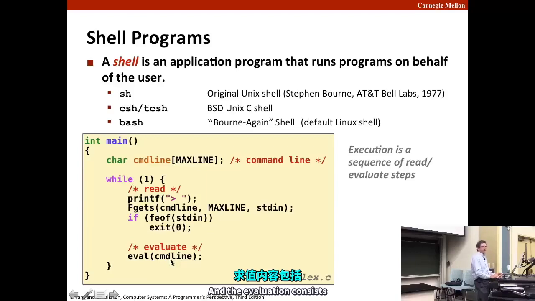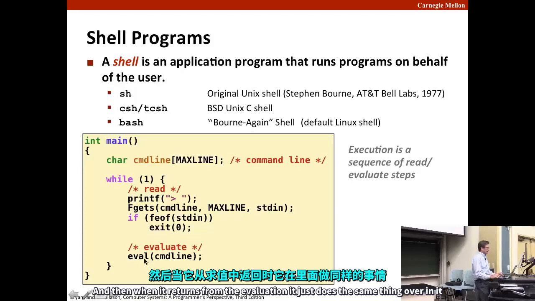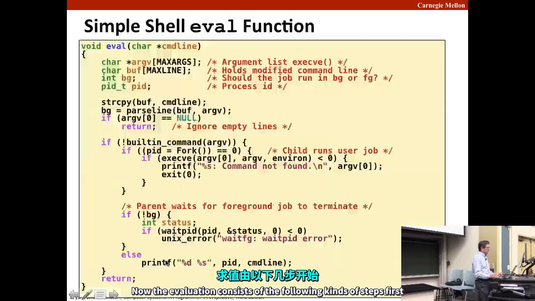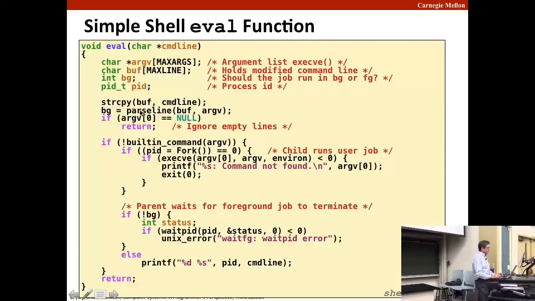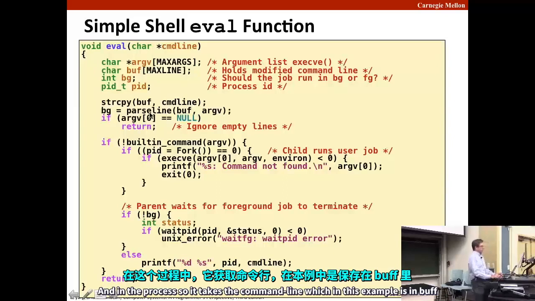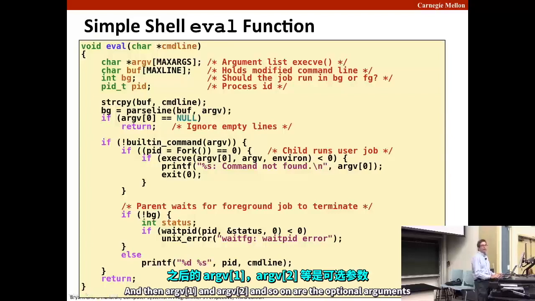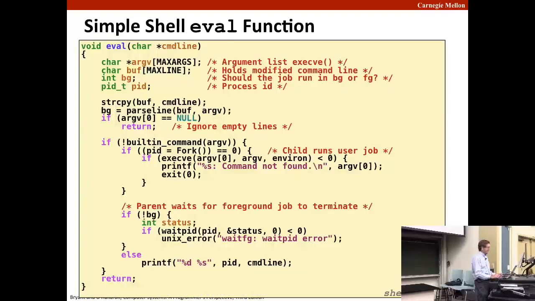And then when it returns from the evaluation, it just does the same thing over and over. Now, the evaluation consists of the following kinds of steps. First, it parses the command line. So it takes the command line, which in this example is in buff, and it produces an argv array, where argv0 is a command, and then argv1 and 2 and so on are the optional arguments.